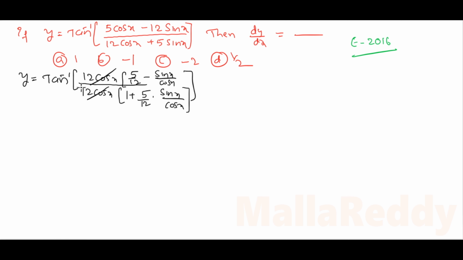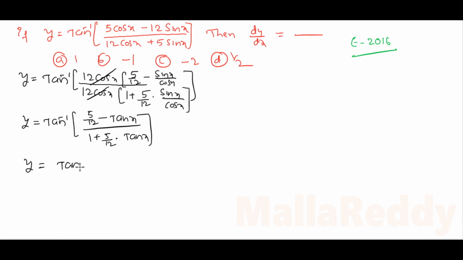Here 12 cos x is cancelled, therefore y is equal to tan inverse of 5 by 12 minus sin x by cos x, that is tan x, by 1 plus 5 by 12 into sin x by cos x, that is tan x. This is in the form of tan inverse a minus b by 1 plus ab. This is written as tan inverse of 5 by 12 minus tan inverse of tan x. So y is equal to tan inverse of 5 by 12 minus tan inverse of tan x, that value is x. Now take differentiation on both sides.